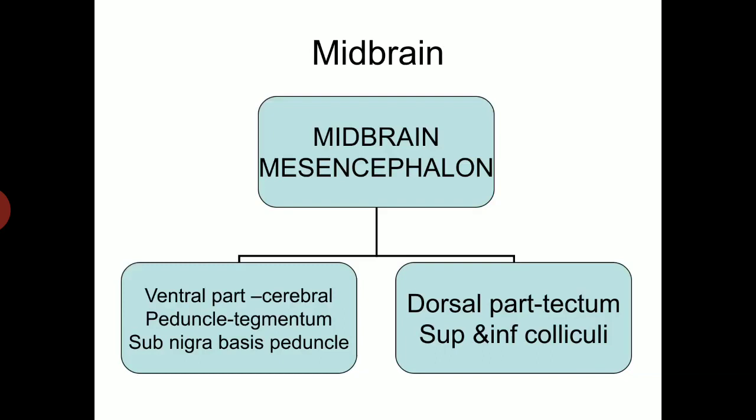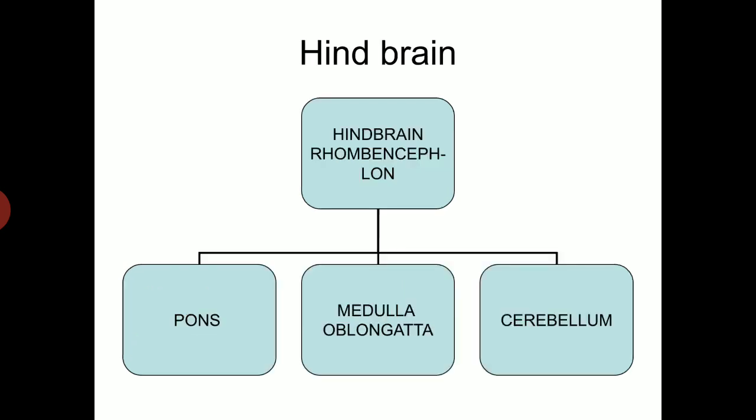Midbrain, which is known as mesencephalon, has two parts, dorsal and ventral part. Hindbrain, which is also known as rhombencephalon, is divided into three parts: pons, medulla oblongata and cerebellum.